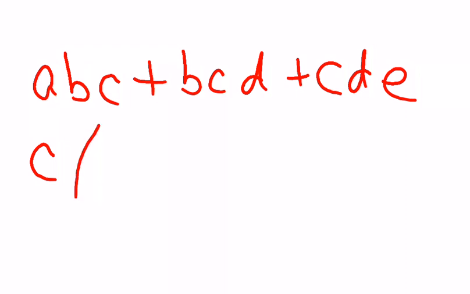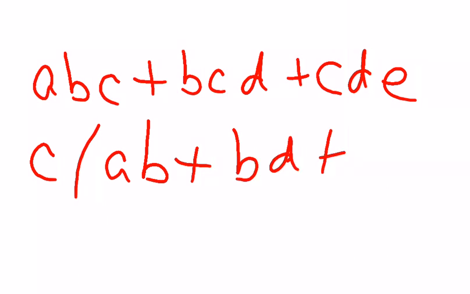So we can pull a C out, and then when we do that, what is left? So if I pull a C out of ABC, I'm left with AB. If I pull a C out of BCD, I'm left with BD. And if I pull a C out of CDE, I'm left with DE. So this would be the best that we could factor this.